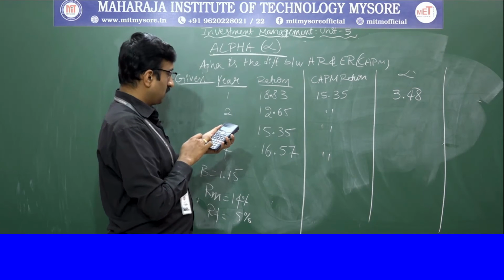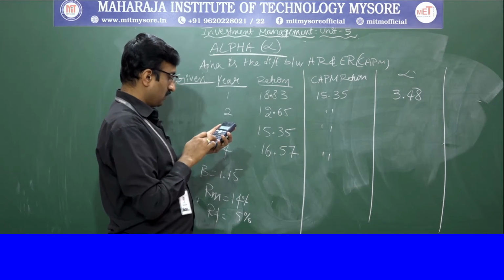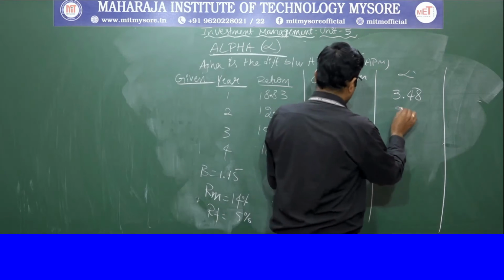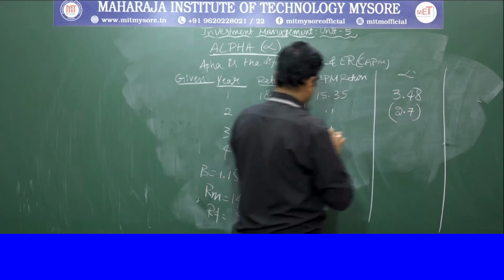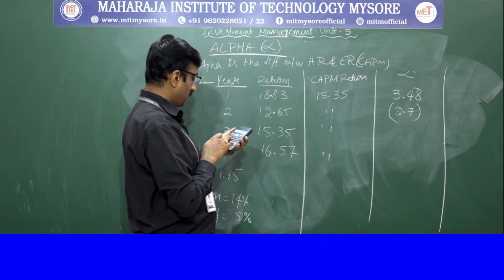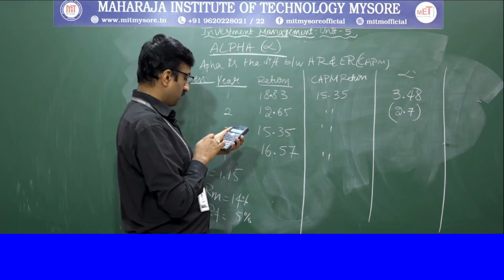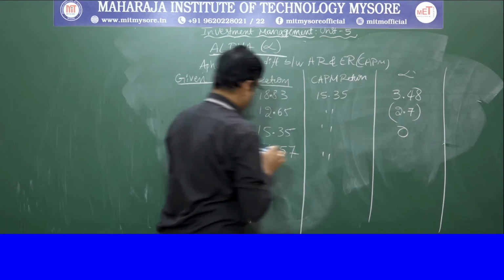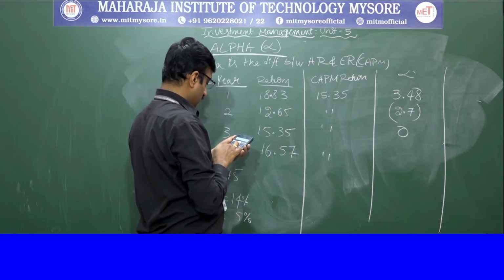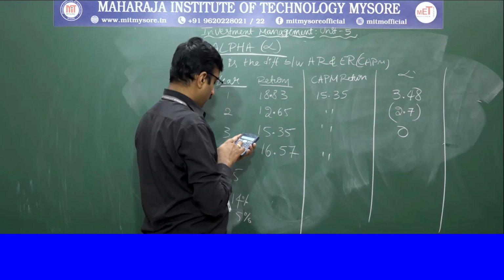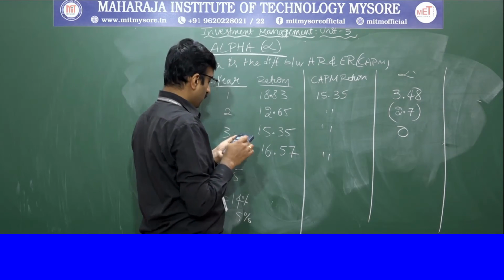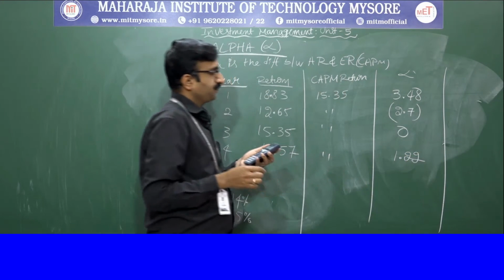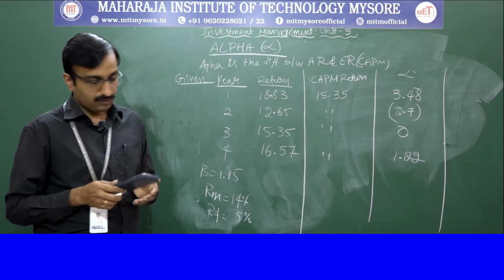Same thing for the subsequent ones. 12.65 minus 15.35. So, you will get minus 2.7. Then 15.35 minus 15.35. So, you will get 0. Next, 16.57 minus 15.35. So, you will get 1.22. This is the calculation of alpha.